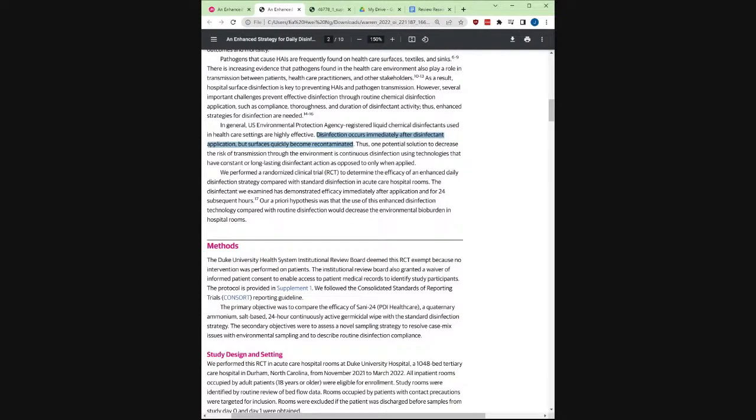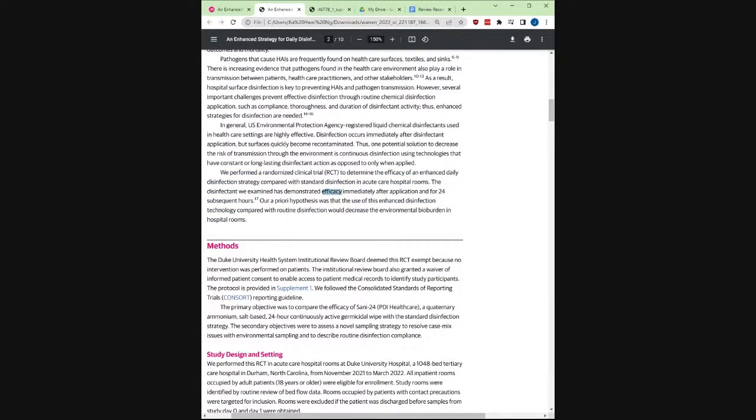And so one potential solution to decrease the risk of contamination is through continuous disinfection using technologies that have constant and long-lasting disinfectant action as opposed to only when applied. So now, as you can see, they are using an intervention where the wipe is 24 hours. So it's a bit more long lasting. And now we can go to the aims, the goal of the study. We perform an RCT to determine the efficacy of this enhanced daily disinfection strategy compared with standard disinfection in acute care hospital.